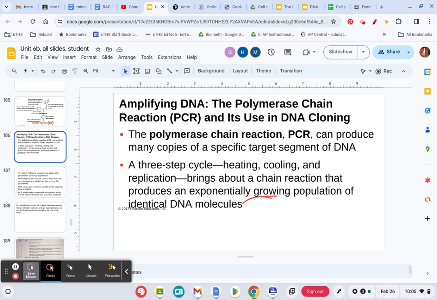So sometimes this is a different technique that is not really, this is not recombinant DNA. This is something else. Sometimes you would like to make many copies of the DNA that you have.